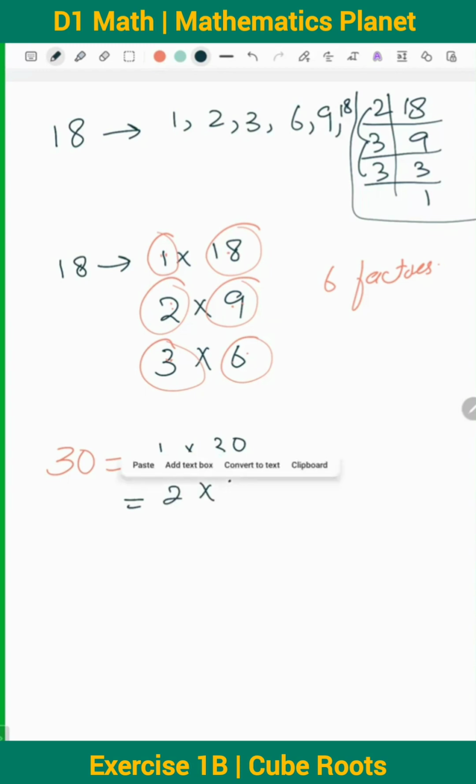2 times 15 is 30. 3 times 10 is 30. 5 times 6 is 30.